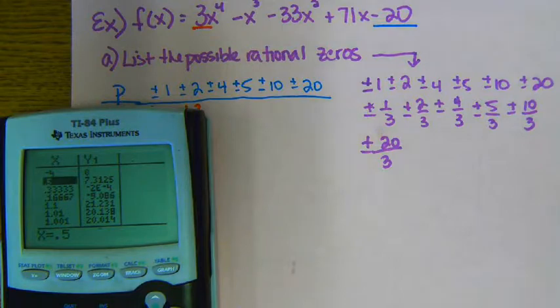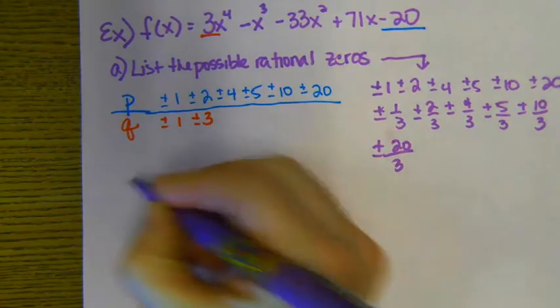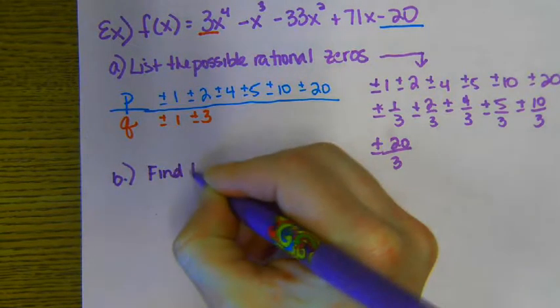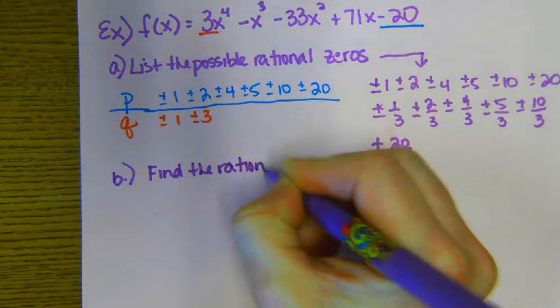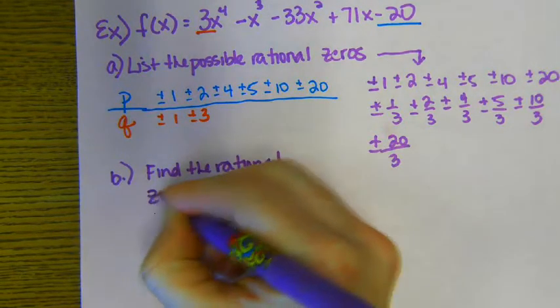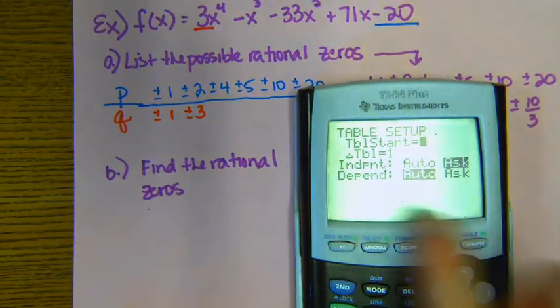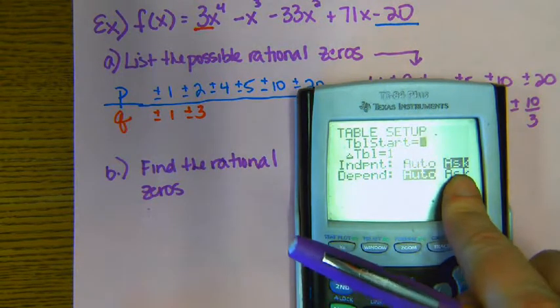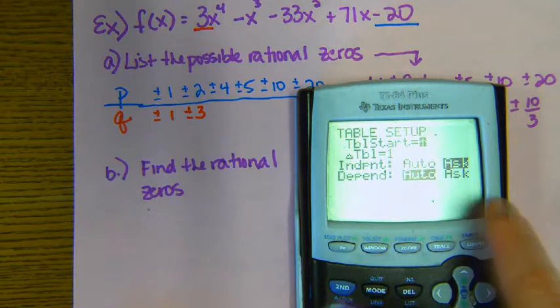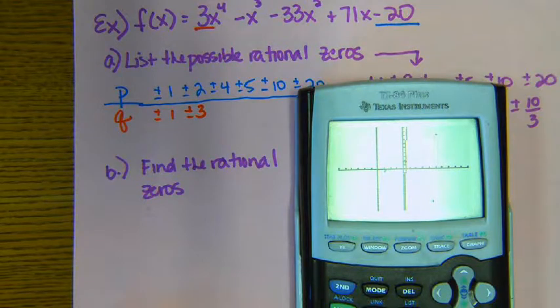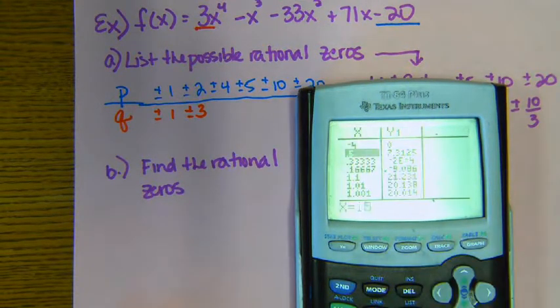Okay, so here's what I'm going to do next. When you go to table set, you just have to make sure that only the independent is set as ask, because then you can type in what you want. What does the other one look like to you? Well, it's got to be something between 0 and 1, so either it's 1/3 or 2/3, and let's check 1/3. And yes, it is a 0.